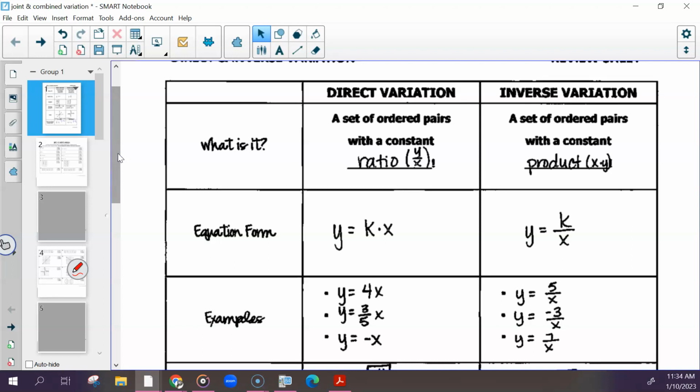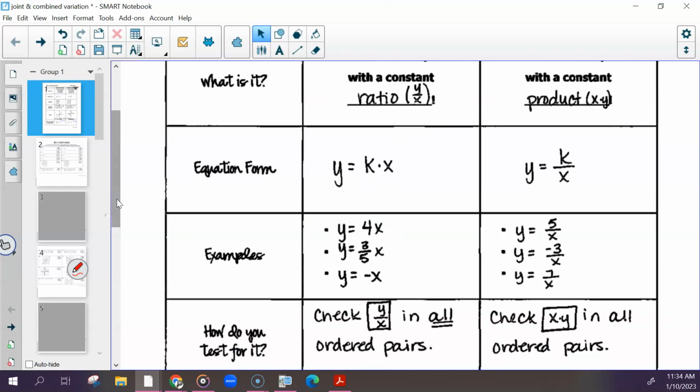So direct variation, to find the constant, we use the ratio y over x. Inverse, we use the product x times y, or y times x, does not matter. The equation form of our direct variation is y equals kx. Inverse is y equals k over x. So there are some examples here. Notice the differences. Your direct has x next to your number. Your inverse has x underneath. So try to keep those straight.